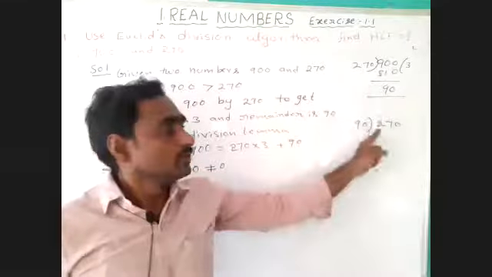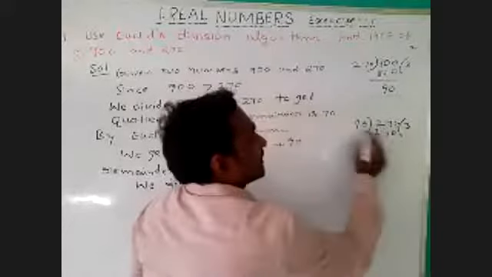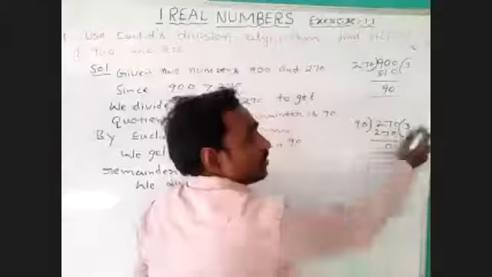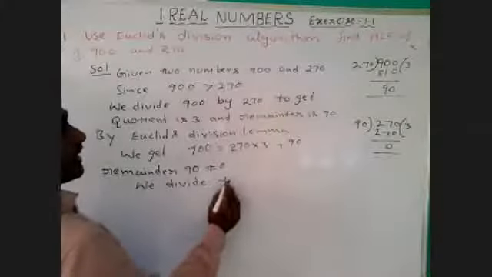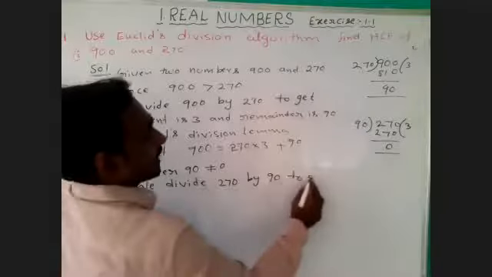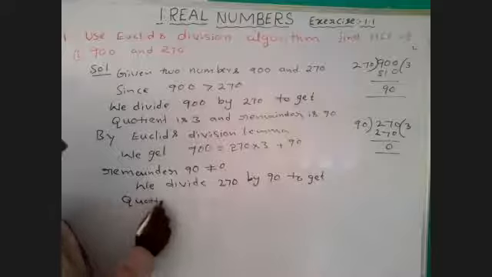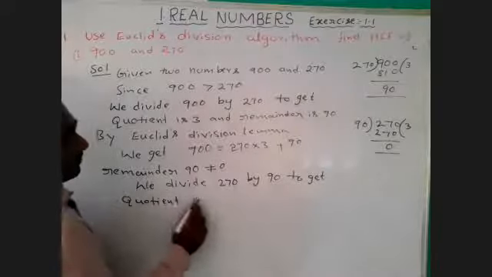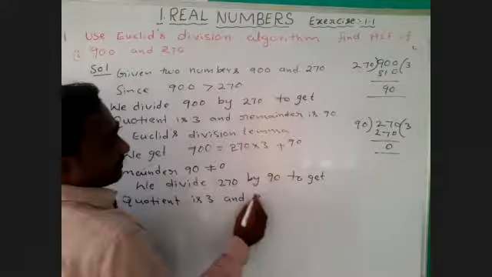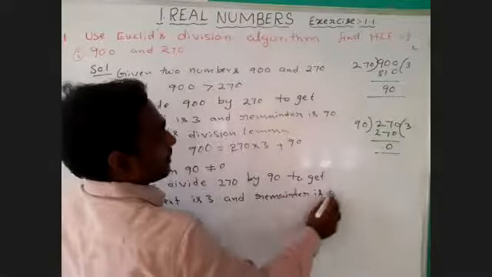270 by 90, 90 times 3 is 270. 270 minus 270 is 0. So here the remainder is 0. The quotient is 3 and the remainder is 0. So we divide 270 by 90 to get quotient 3 and remainder 0.